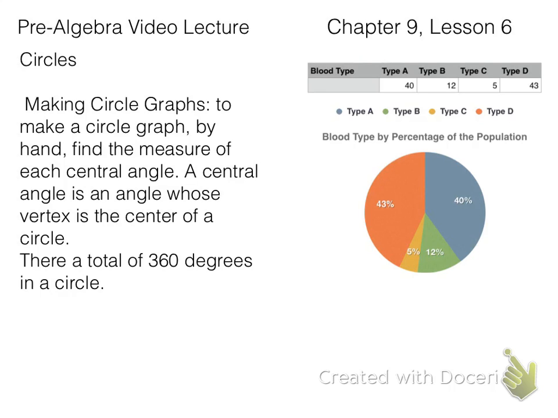All right, next one, making circles. Circle graphs. To make a circle graph by hand, you have to find the measures of each central angle. A central angle is an angle whose vertex is the center of a circle.